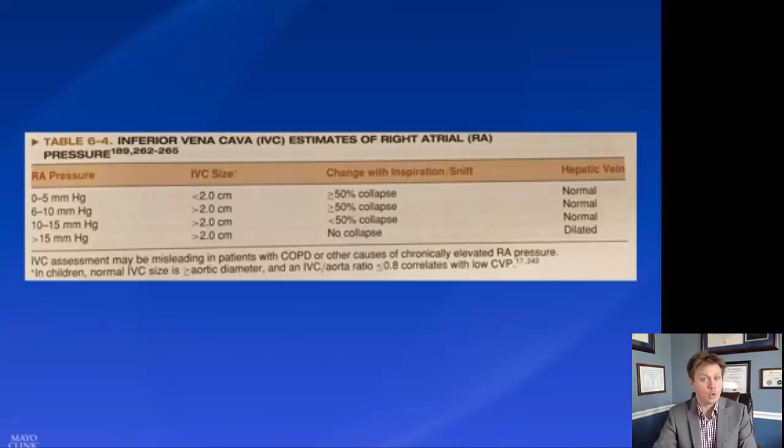So generally speaking, normal low right atrial pressures would have an IVC of about 2 centimeters with 50% collapse, but as the collapse decreases and the IVC increases, we start to get signs of elevated pressures. Conversely, if you have a very flat IVC that is completely collapsing, that is highly predictive of somebody who is needing more volume.